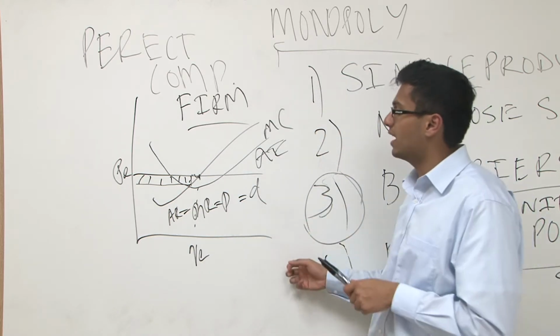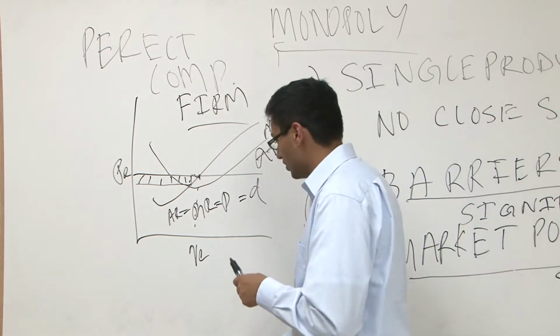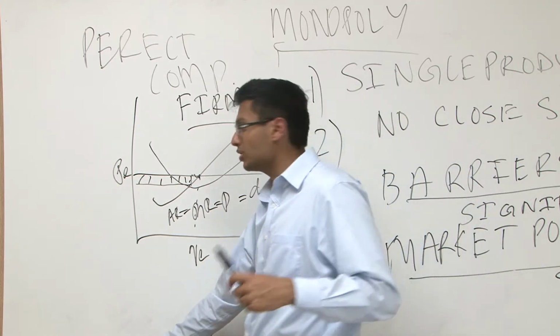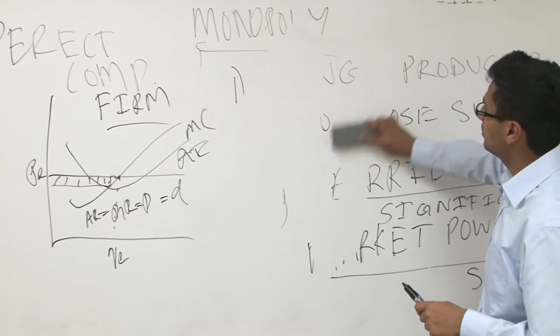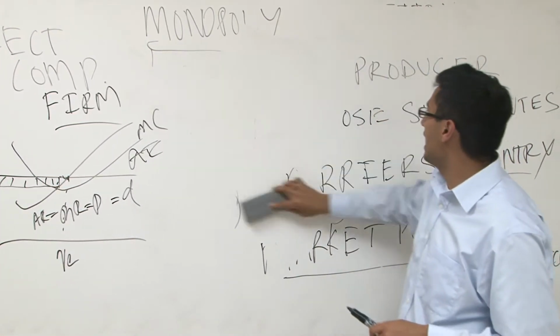Now let's compare this graph to the new one we're going to have, which is going to be monopoly. I'm going to draw that right about here. So let me go ahead and erase this and draw you a monopoly so we can see it side by side, how it plays out.